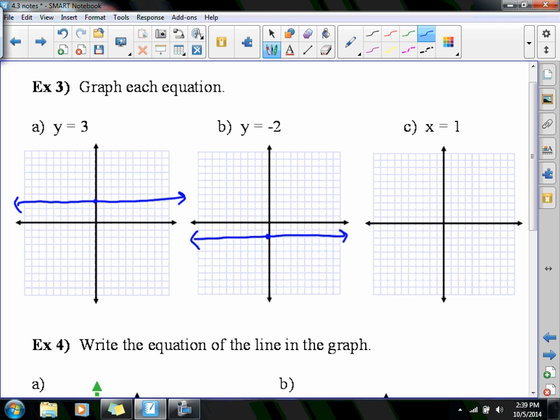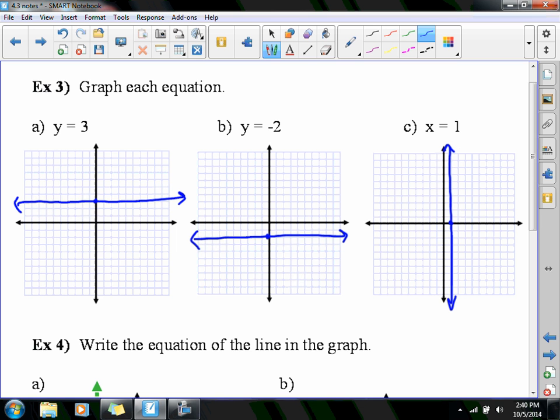And then for part C, I have x equals. So remember, x marks the spot where I stand up straight and tall. So I'm going to go to 1 on the x-axis, and I'm going to draw a vertical line, a straight and tall line through that point and across the x-axis. So when it says x equals a number, you find that number on the x-axis and then you draw your vertical line. When it says y equals a number, you find that number on your y-axis and you draw the horizontal line.